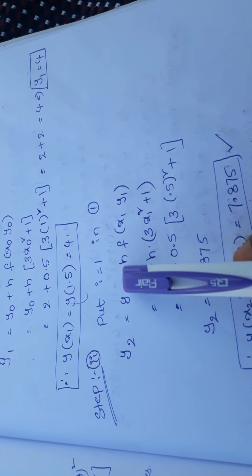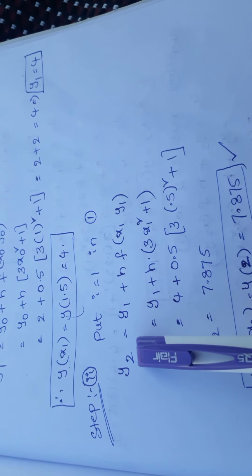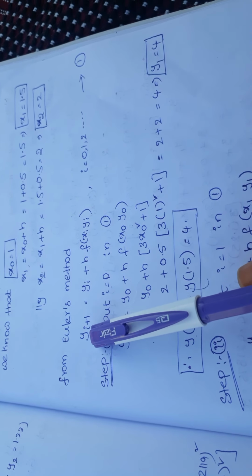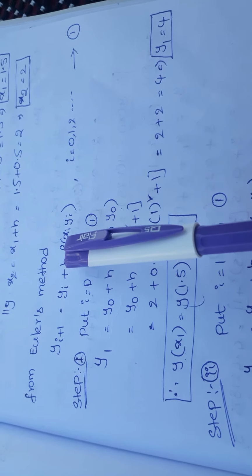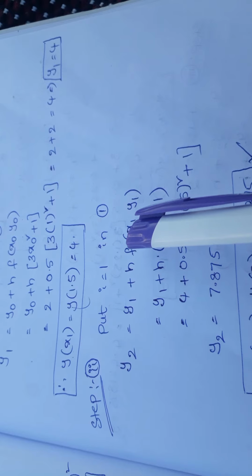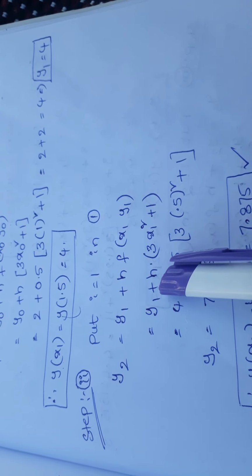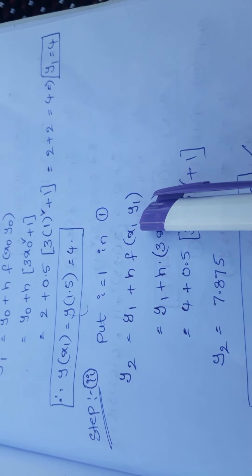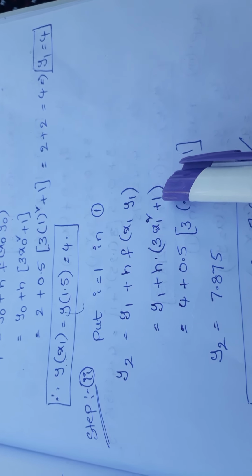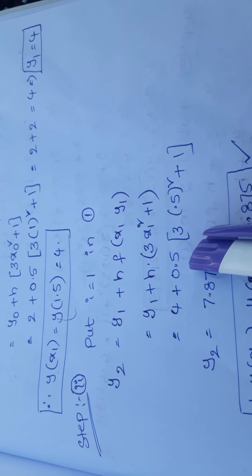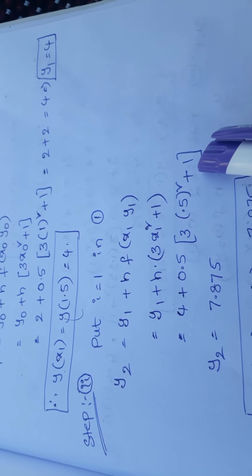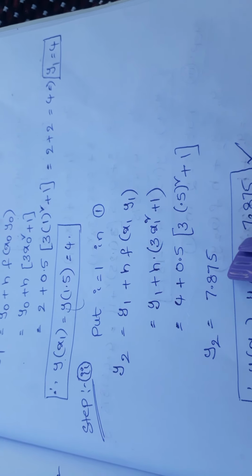And next put i is equal to 1 in equation 1. y2, i is equal to 1 substitute, y2 is equal to y1 plus h into f of x1 comma y1. y2 is y1 plus h into f of x1 comma y1. y1 plus h f of x1 comma y1 means 3x1 square plus 1 from the given differential equation. Okay, 4 plus 0.5 into 3, x1 value is 0.5 plus 1, whole square plus 1.